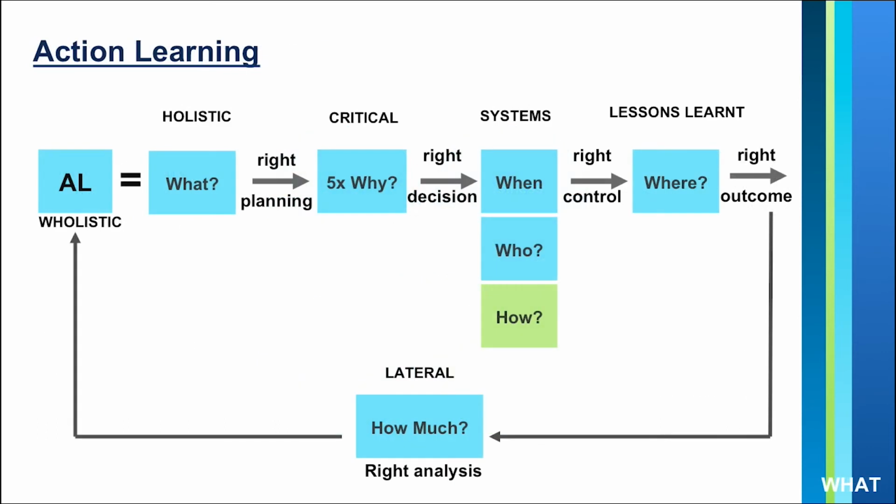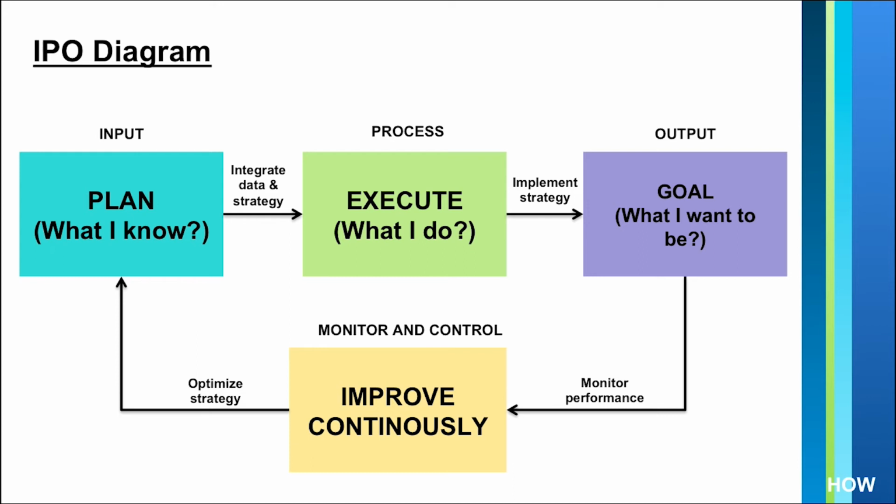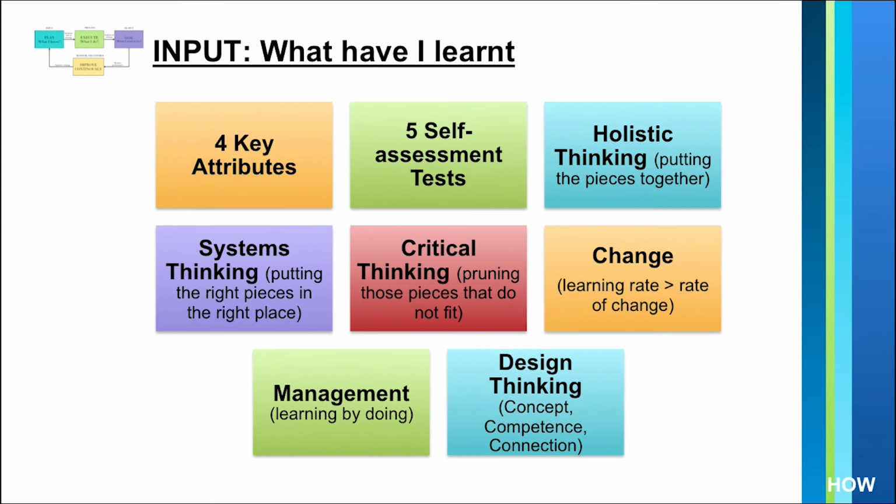Now, let's discuss how I am going to achieve my goal. I will use the IPO diagram developed by Professor Dr. Casey Chan. It consists of input, process, output, and monitor and control. The input consists of the things I have learned so far, such as the 4 key attributes and my self-assessment, which I have explained previously. Also, it consists of the things I have learned from Professor Dr. Casey Chan, which are holistic thinking, systems thinking, critical thinking, change management, and design thinking.